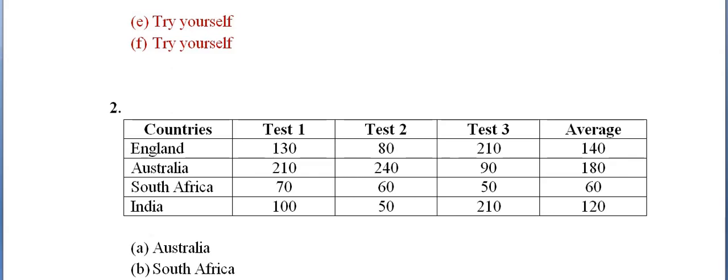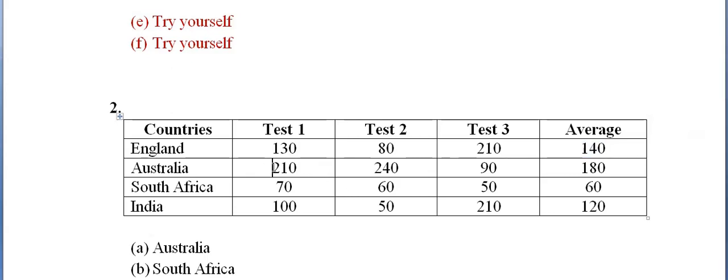Now let us go to question number 2. This question number 2 is very simple. The table is already provided to you. What you have to do is copy the same and make a column for average. So how did I find this average? 130 plus 80 plus 210 divided by 3, because there are 3 tests. So 130 plus 80 plus 210 divided by 3, you will get 140.